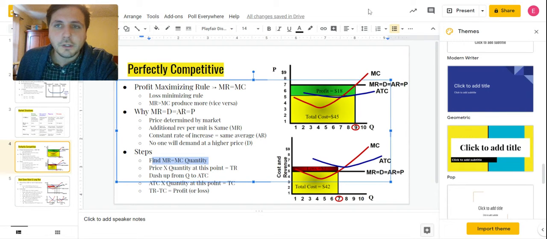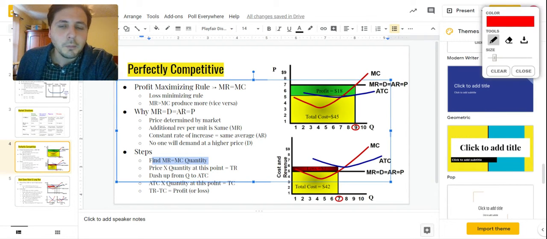The first step that you're going to take is you're going to find where MR equals MC, right? That's always going to be at the intersection of the check mark, marginal cost, and Mr. Dark. That determines your quantity, right? And both of these, it determines our quantity. That is always where you start.